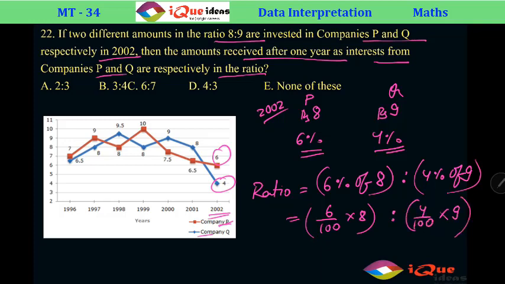All right. So 100 and 100 are cancelled clearly. 4 cancels 8 2 times. 3 cancels 6 2 times and 9 3 times. So 2 into 2 is 4, 4 is to 3. Perfect. So the required ratio is straight away 4 is to 3.